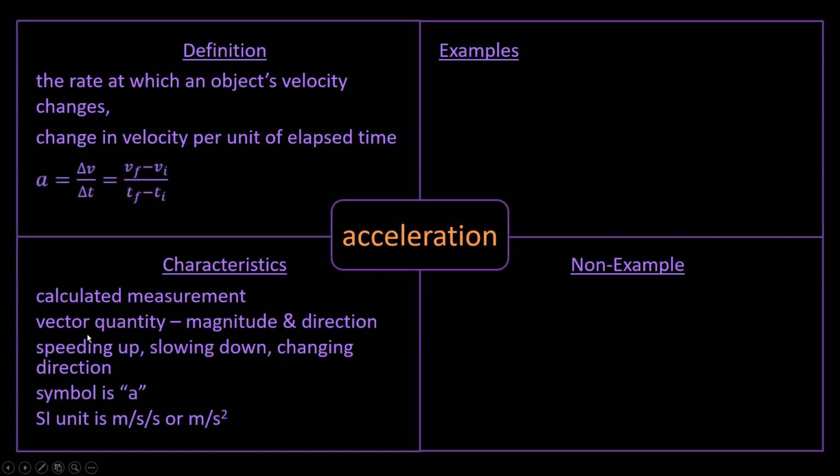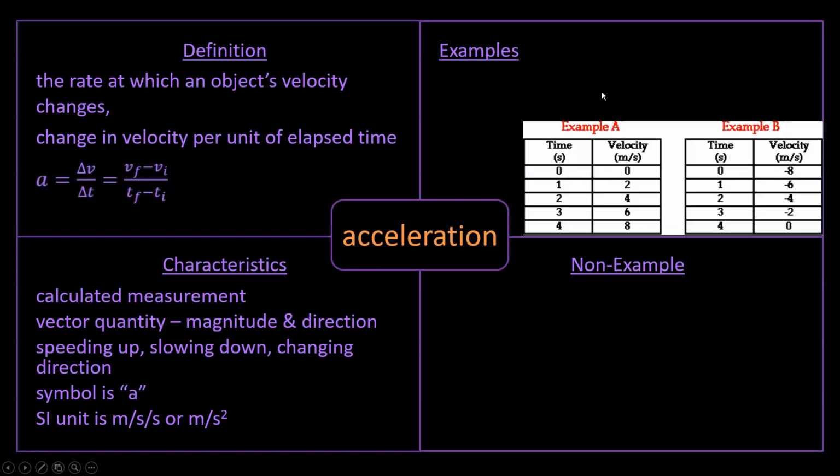It's a vector quantity. Some examples, speeding up, slowing down, changing direction. We have a tendency to use acceleration to mean speeding up, but it also includes slowing down and changing direction. The symbol is lowercase a, and the SI units are meters per second, which can also be represented as meters per second squared. Let's take a look at two examples.